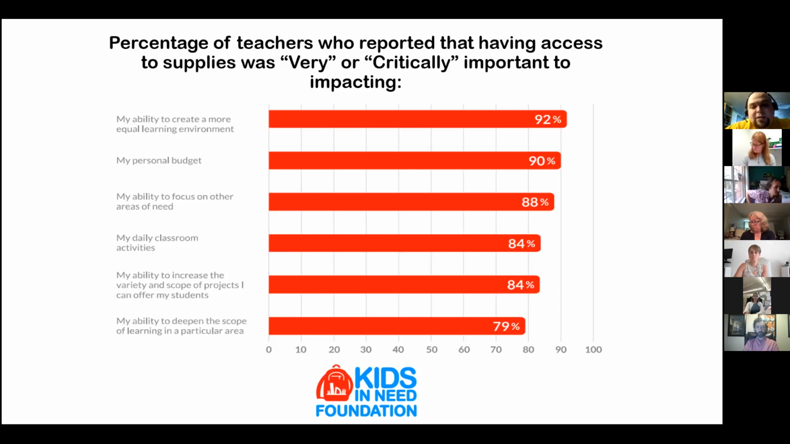At least 8 out of 10 teachers indicated that having access to these supplies was very or critically important. On that Likert scale, those teachers answered a 4 or a 5. That's an extremely top-heavy response, and it speaks to the importance of having access to those supplies and the importance of our mission together collectively.